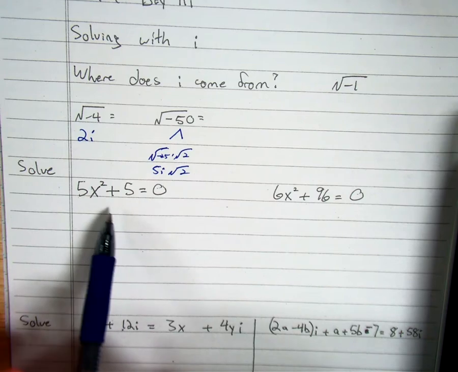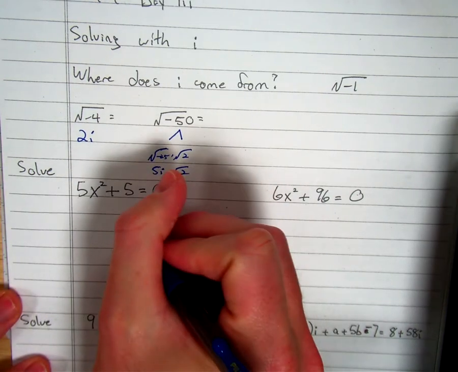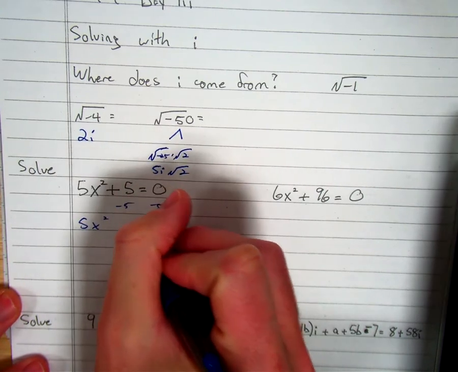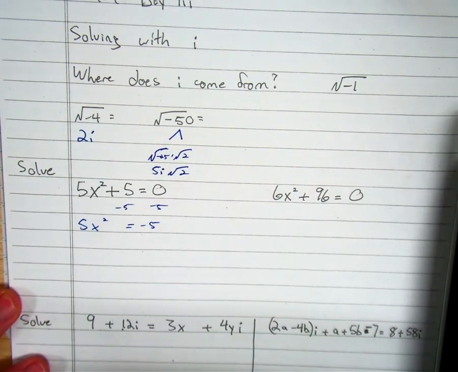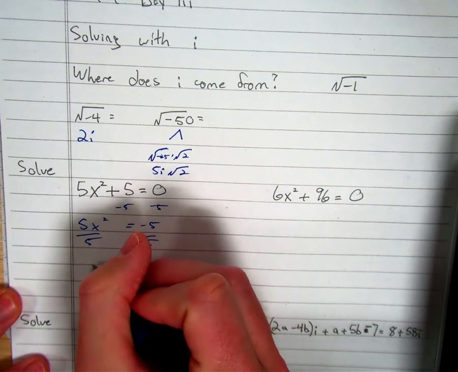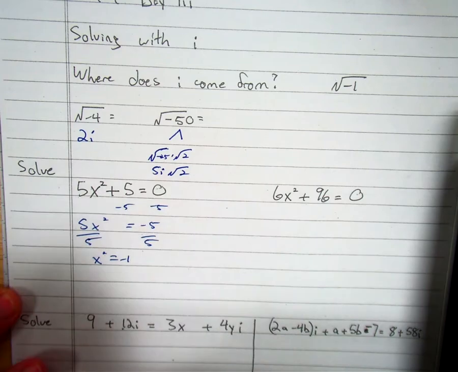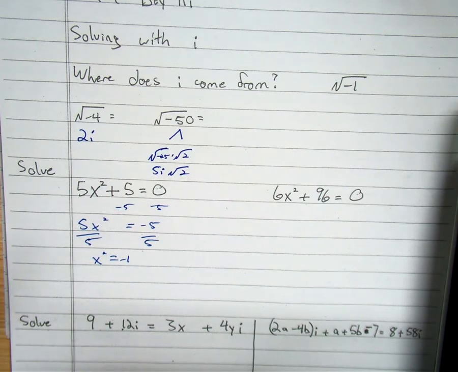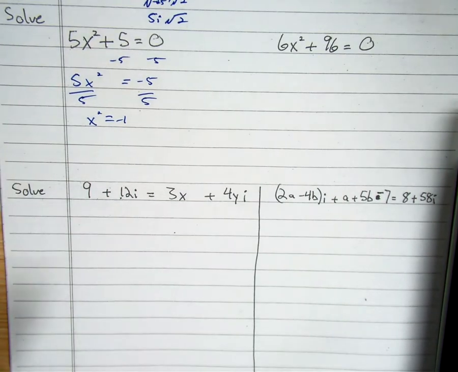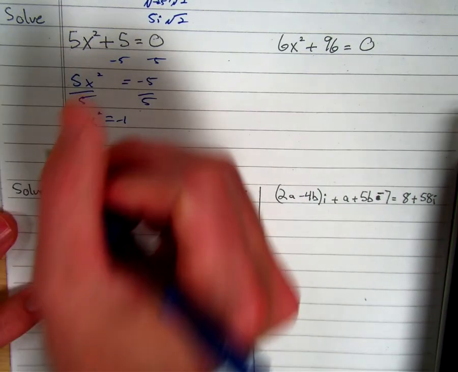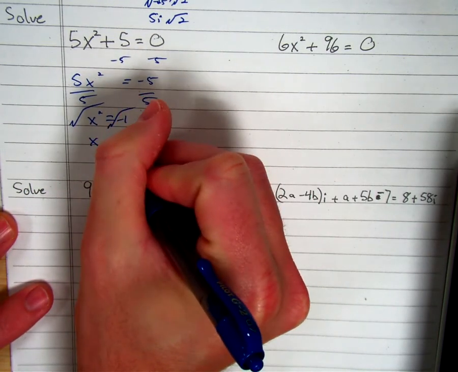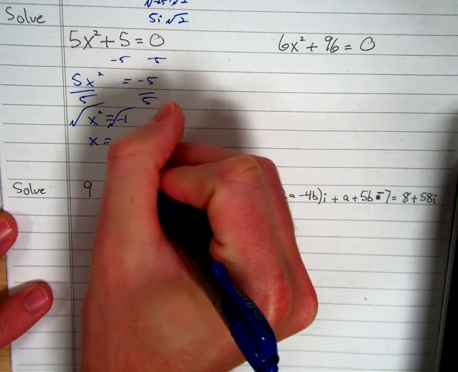If we had 5x squared plus 5 equals 0, we're going to subtract 5. 5x squared now equals -5. If we divide by 5, x squared equals -1. Previously, we would be stuck. We would not be able to move forward. Now, with our new knowledge, we are able to solve. We would square root both sides and say that x equals i.